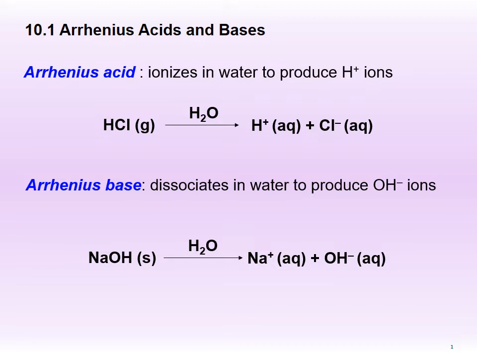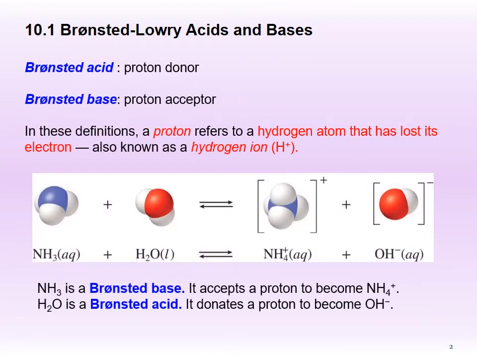aqueous solution. An Arrhenius base is one that dissociates in water to produce OH- ions. For example, solid sodium hydroxide, which comprises sodium cation and hydroxide anion, dissociates in water. That is, it is split up by water. There are other ways to define acids and bases.